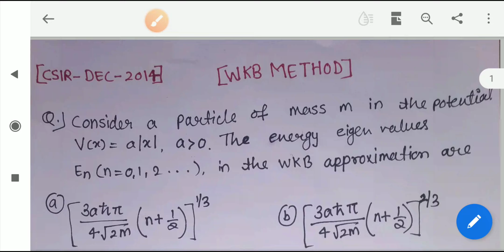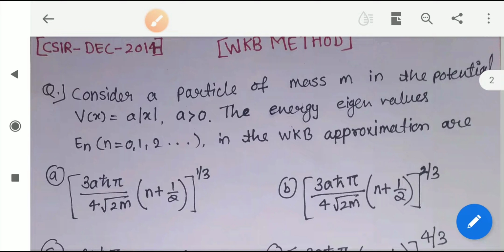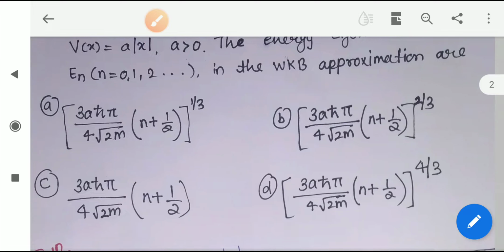Okay. So the question is: consider a particle of mass m in the potential V of x, which is given to us as a mod of x, where a is greater than 0. The energy eigenvalues En, where n varies from 0, in the WKB approximation are... And for this we have been given these four options.